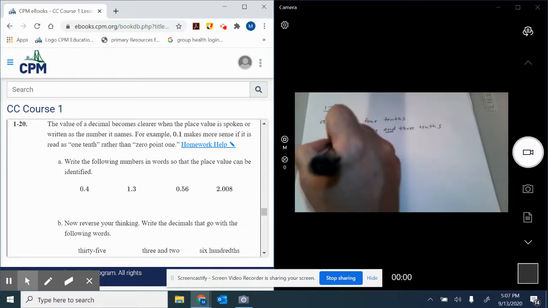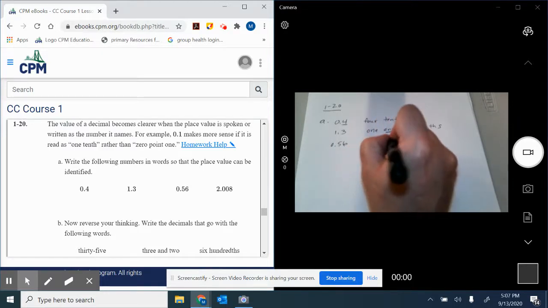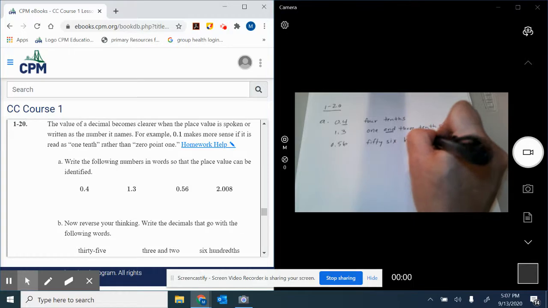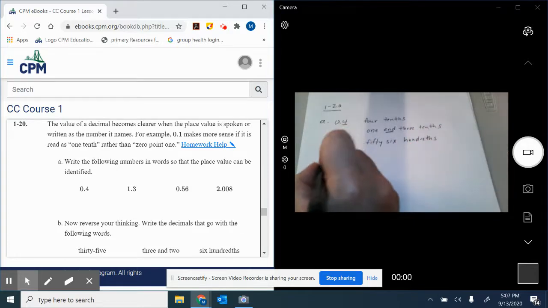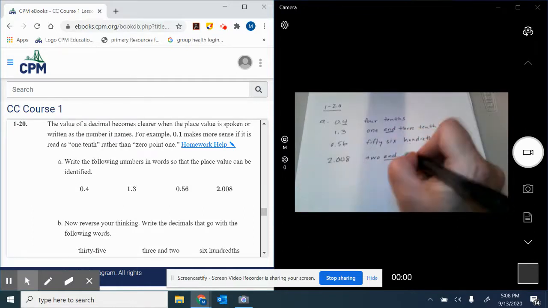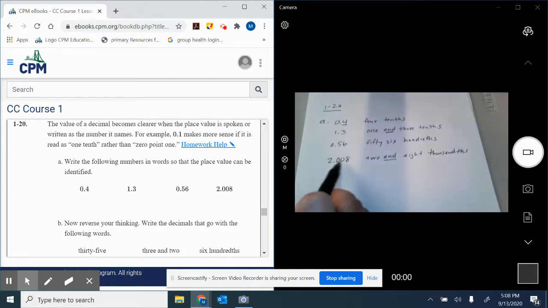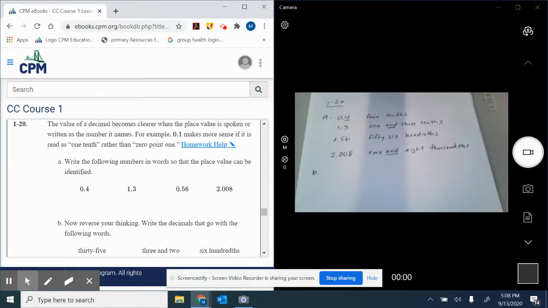Okay, next one, 0.56. That's not how we want to say that. Let's look at our decimal places. Tenths, hundredths. So this is 56 hundredths. Okay. And the last one, 2.008. Let's look at this. We have 2 and, that's our decimal point, tenths, hundredths, thousandths, and 8 thousandths. And in 6th grade, you are only expected to know through the thousandths place, which is the third place out: tenths, hundredths, thousandths. Okay, so if you know more, that's awesome. But if you don't, that's all that's expected in 6th grade.